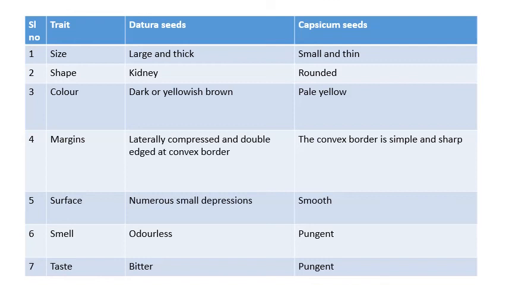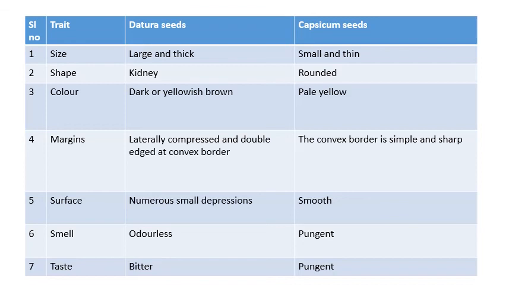First one is the size of the datura seeds. They are large and thick, whereas the chili seeds or the capsicum seeds are small and thin. When you closely observe, the shape of the datura seed is kidney shaped or bean shaped, whereas the capsicum seeds are rounded. The color of the datura seeds is dark brown or yellowish brown, whereas capsicum seeds are pale yellow in color.